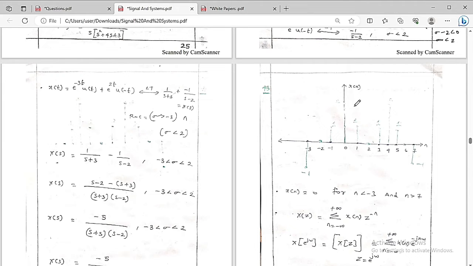Let me write this one. I think it is not visible, so let me write: this is 2, and this is 1. The remaining things I think are visible, right?